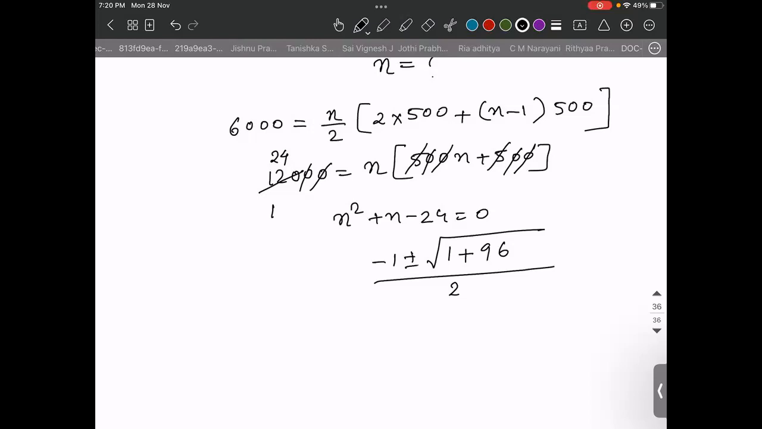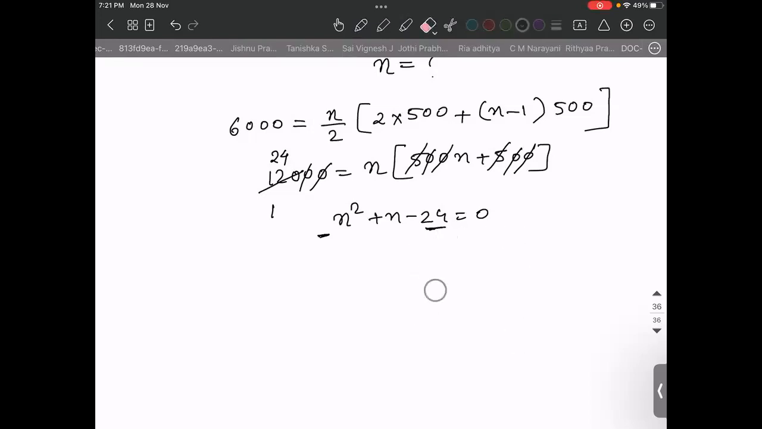Is the equation correct? Anyone? b square minus 4 times a into c. a is 1, c is minus 24, plus 96. So minus 1 plus or minus square root of 97 upon 2. See, it should come 100, right? Something is mistaken. Just check it one more time. This cannot be true.